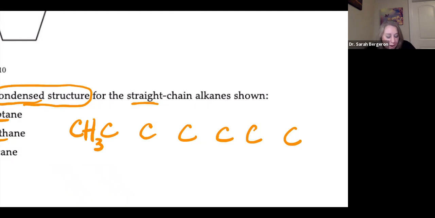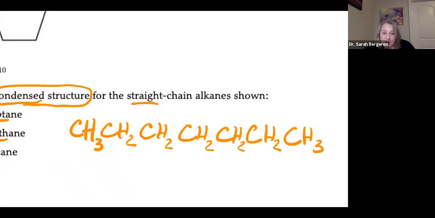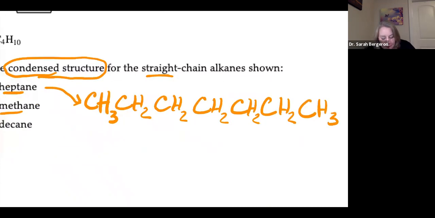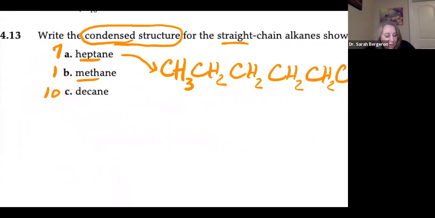Now that second carbon is attached to the first carbon and to the next carbon. So this is gonna be a CH2. Same thing with the next one, CH2, CH2, CH2, CH2. When we get to the end, this one only has 1 bond. So in order to complete its octet, we're gonna wanna give it 3 hydrogens. So that's A, heptane.